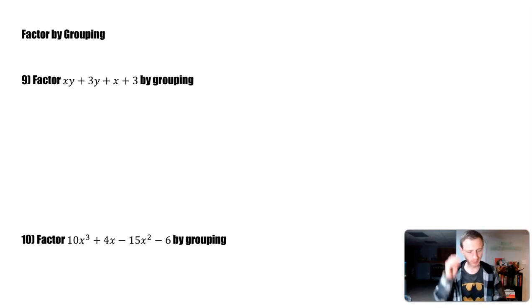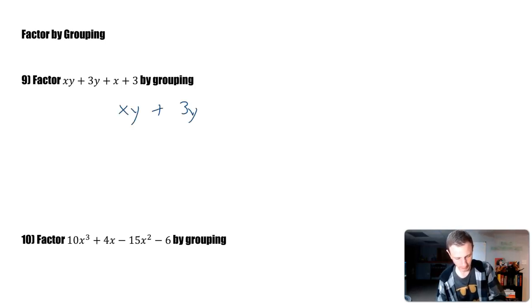Today we're going to take a look at factor by grouping. Factor by grouping is used when we have four terms. So let's look at this first example, xy plus 3y plus x plus 3. I'm going to rewrite this so I can space it out a little bit more.